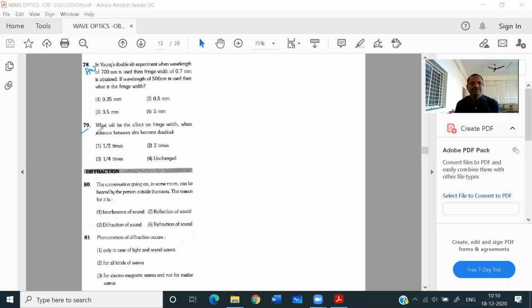Next, question number 79. What will be the effect on fringe width when the distance between the slits becomes double? Students, you may get this type of simple question. The distance between the slits is doubled, which means small d becomes 2d. The fringe width formula is beta equals lambda capital D by small d, which becomes lambda capital D by 2 times small d. If the denominator d increases, the fringe width should decrease. How much will it decrease?